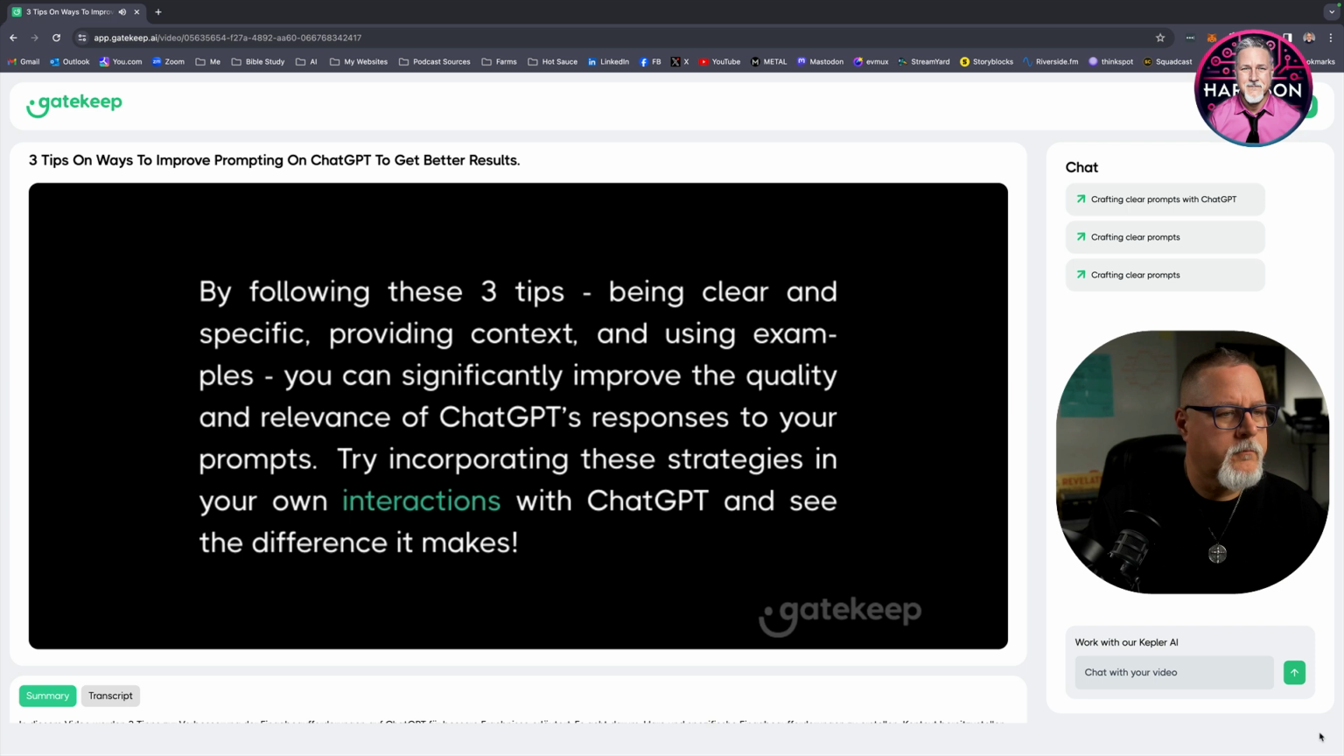By following these 3 tips, being clear and specific, providing context, and using examples, you can significantly improve the quality and relevance of ChatGPT's responses to your prompts. Try incorporating these strategies in your own interactions with ChatGPT and see the difference it makes.